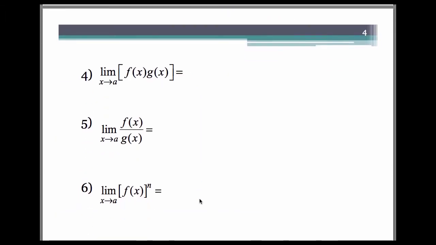So three more. You can probably guess these as well. If you're doing the limit of the product of f of x times g of x, that's simply going to be L times M. If you want the quotient of the two functions and you're doing the limit of f of x over g of x as x approaches a, that's going to be L over M. And of course, if you did g of x over f of x, then that would be M over L.